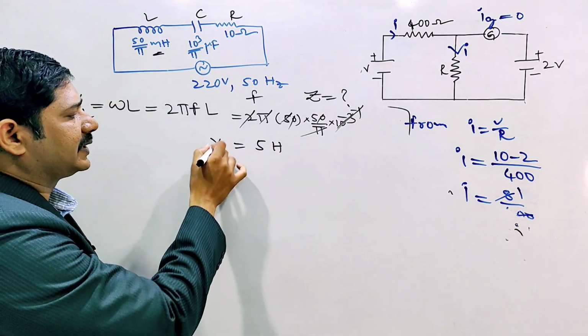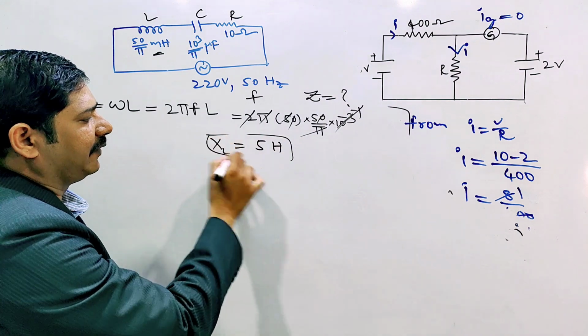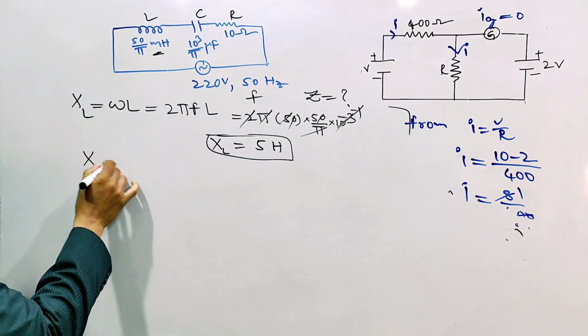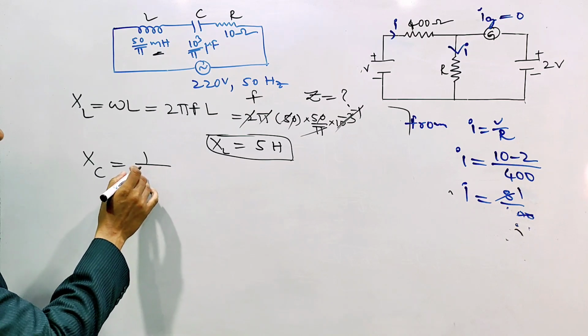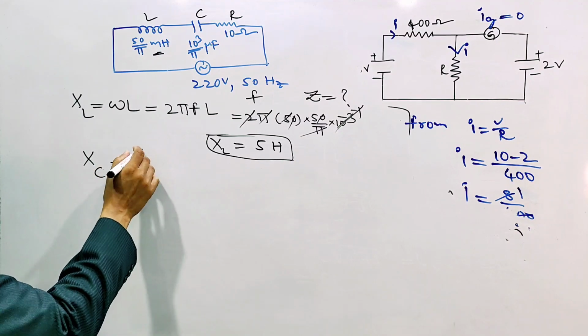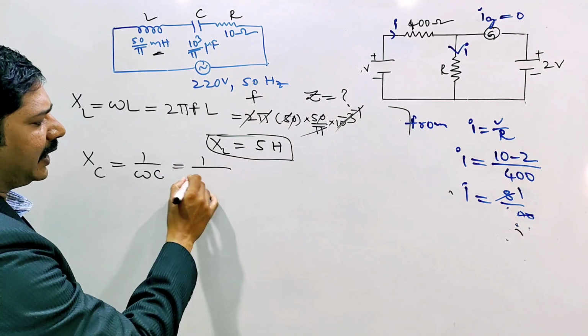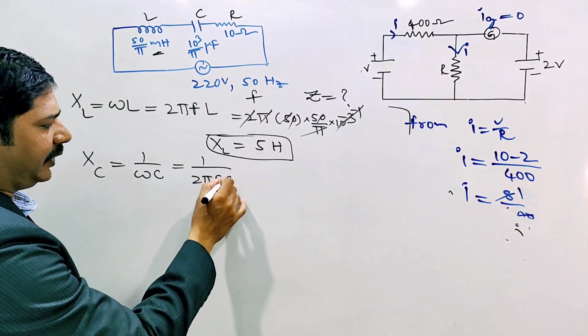5 Henry, we got the XL value. Like that only, find the XC value. XC is what? 1 by omega C. Omega value is how much? 2 pi F into C.